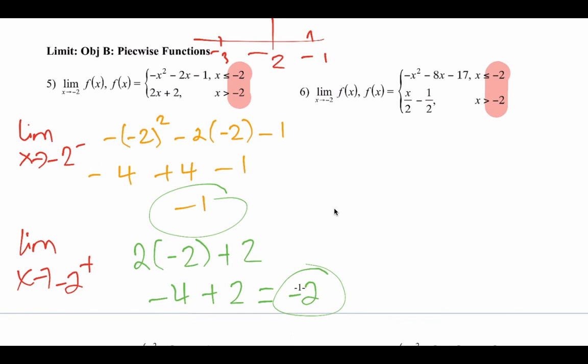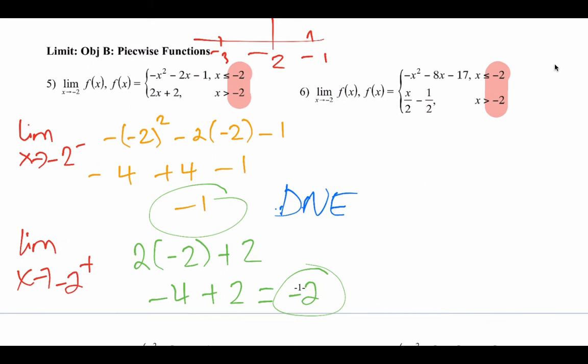D and E, yes. So you can say the limit is D and E. Why? Because it's not the same. Okay. So you need to compare the left and the right limit. If they're not the same, there's no limit. If they happen to give the same number, then yes, you can say there's a limit right there.